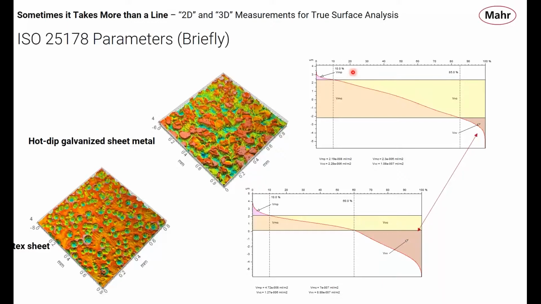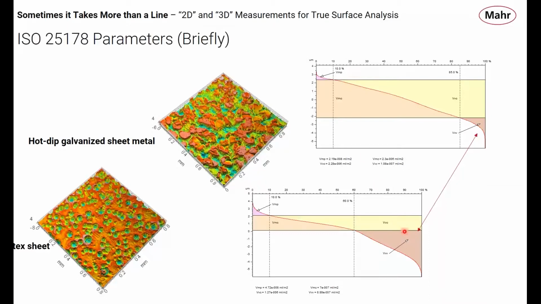VMP is volume of material of peaks. This is really the volume of asperities that we have on this surface. When we have run-in or burnishing, these are the first materials that are going to be removed. And we can quantify that very well with this parameter.